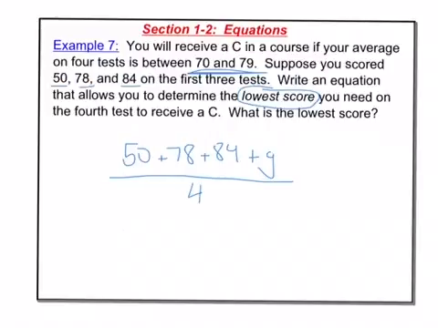which is 4. And we want that to equal, and because it says the lowest score, we can get an absolute minimum of 70, right? And that will give us a C. So that should be your equation. And if you add these up, you get 212 plus g over 4.